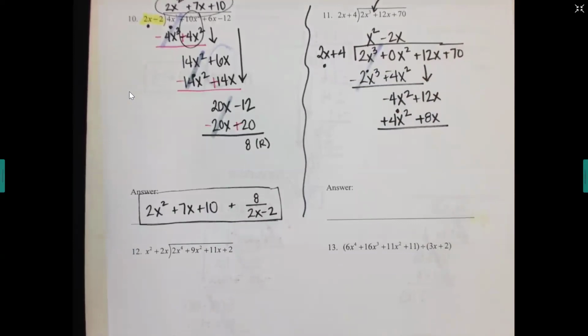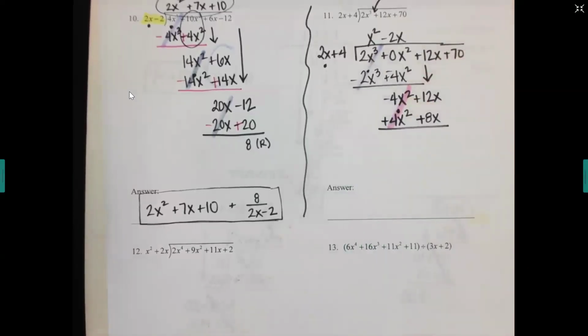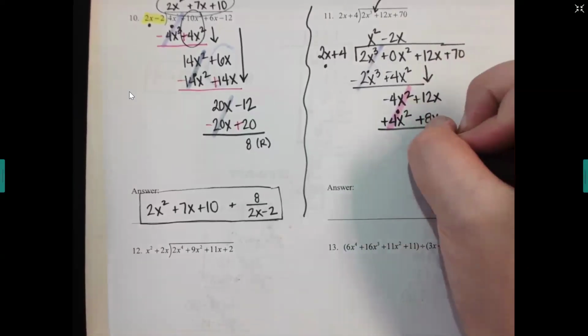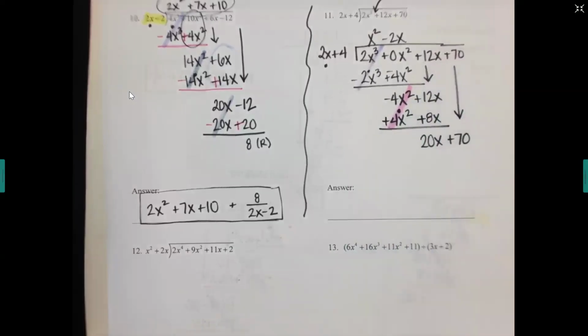4 minus 4 will cross out. And then 12 and 8 make how many? 20. 20x plus 70 is going to carry down behind it.